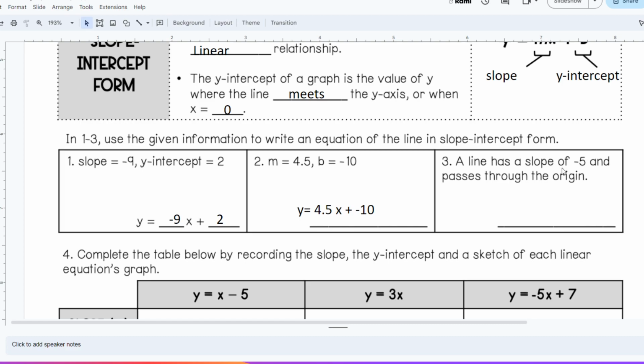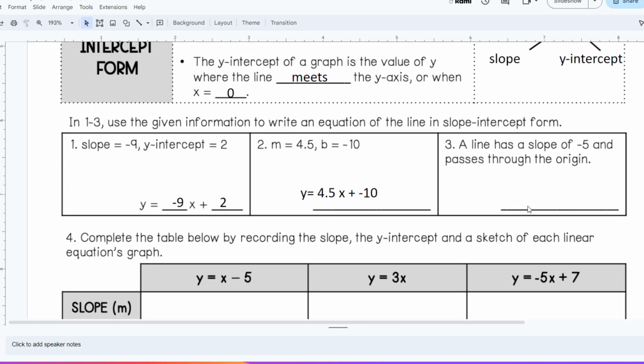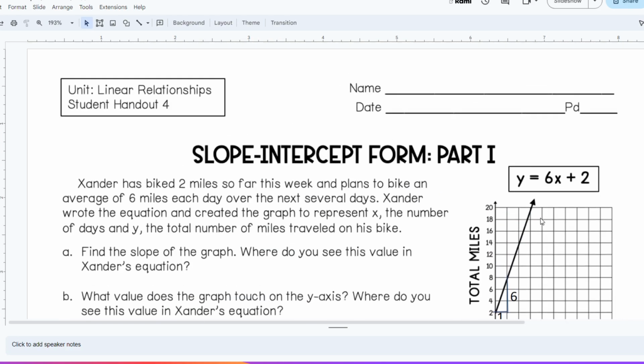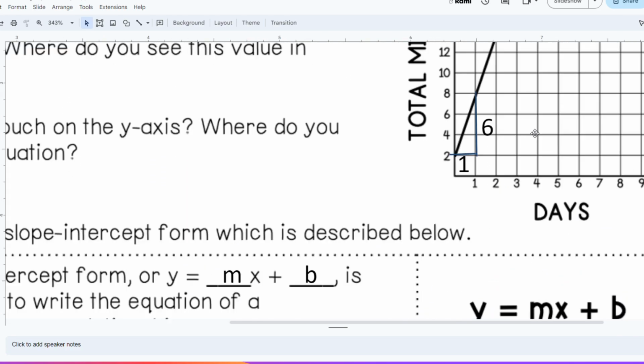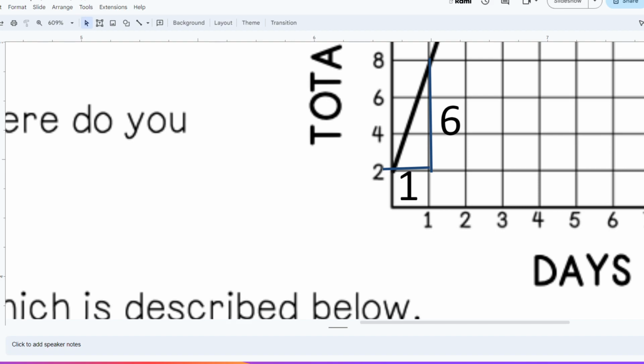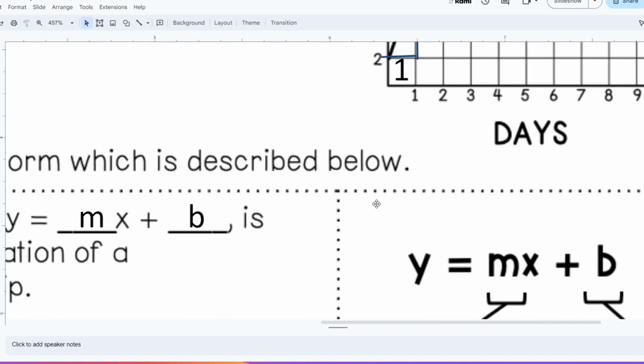And a line has a slope of -5 and passes through the origin. Now, that's a little bit tricky because you have to realize where the origin is. So if you go up here to the graph and you zoom in, at this point right here, that is the origin at 0, 0. So what is that y value at 0? Well, it's 0 because it's the origin, 0, 0.